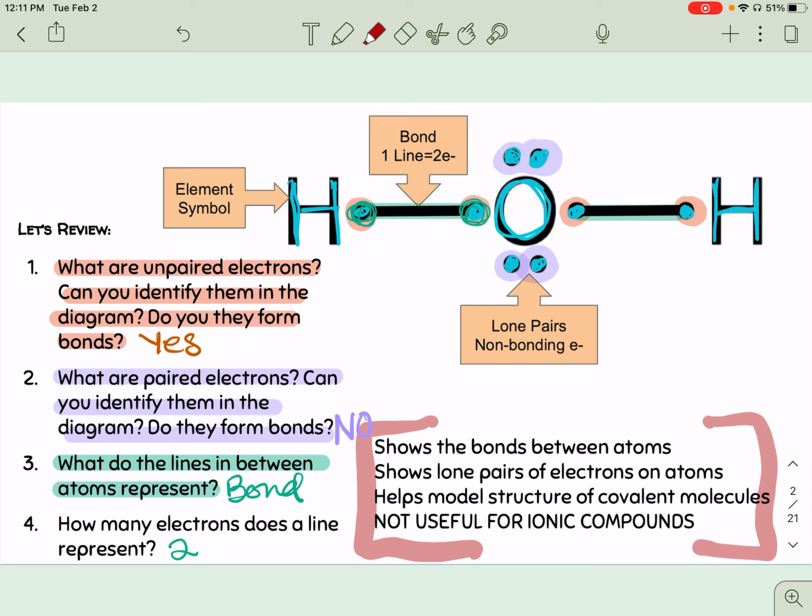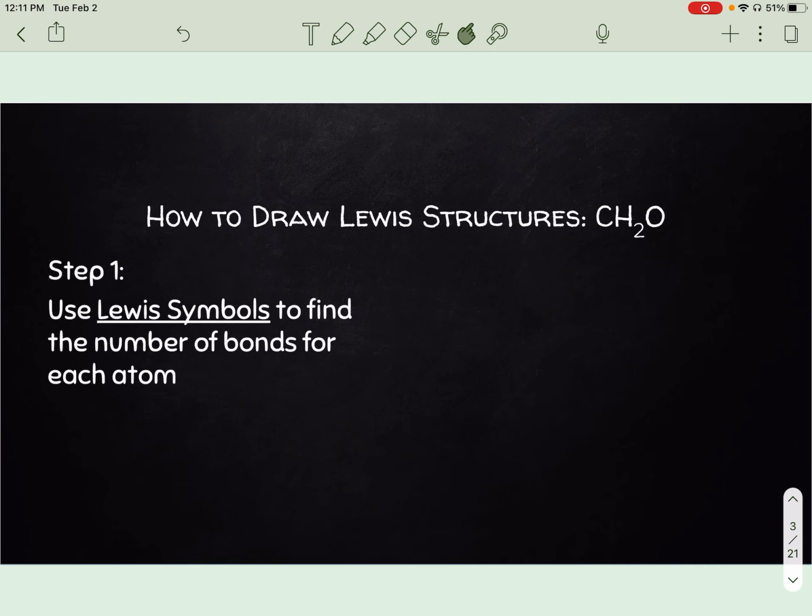It shows the bonds between atoms, it shows the lone pairs, it helps model the structure of covalent compounds, but we can't use these for ionic compounds because these lines represent shared electrons, and as we know from previous lessons, ionic compounds do not share electrons. They just take the electron and dip. So that's how we do that.